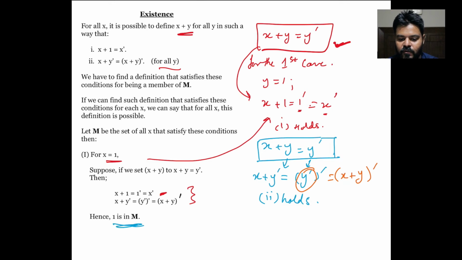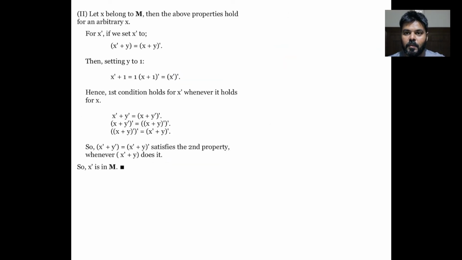So the first part of induction, part A we can call it, where we have to show that 1 is in M, is now complete, right? And so the part that is left is part B, where we have to show that whenever x is in M, then x prime is in M. Now this is the part B of the existence part of the proof.